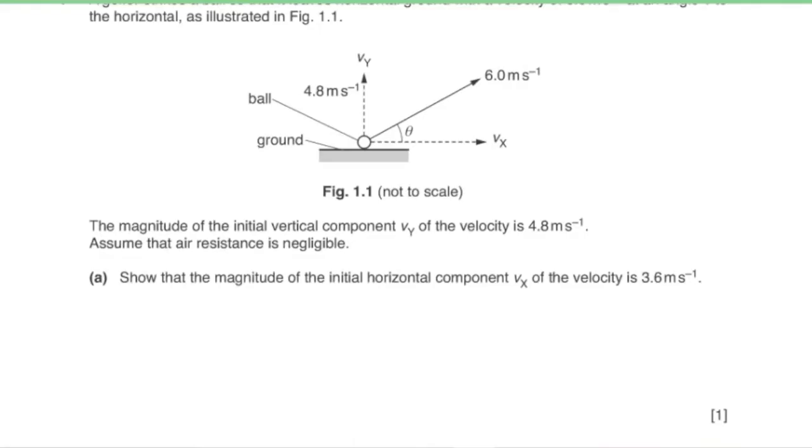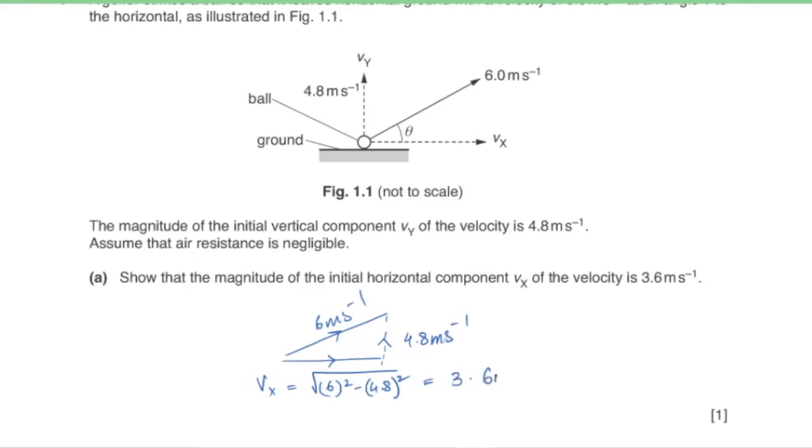Part A. Show that the magnitude of the initial horizontal component Vx of the velocity is 3.6 meters per second. So there is a hypotenuse, which is 6 meters per second, and the vertical component of that 6 meters per second is 4.8 meters per second. To get the horizontal component, we can use the Pythagoras theorem. Square of 6 minus square of 4.8, the whole root, and that gives me 3.6 meters per second.